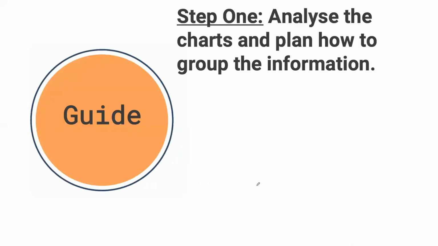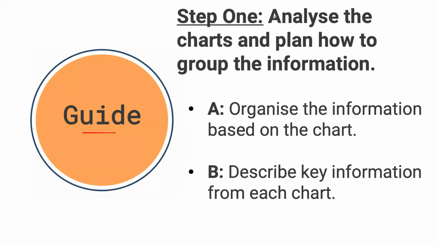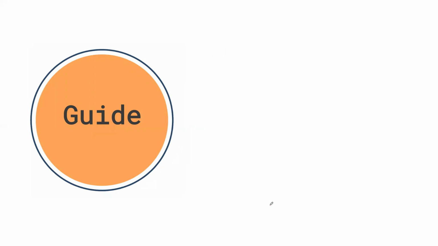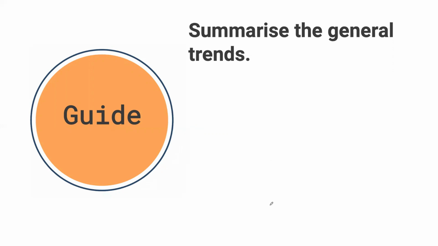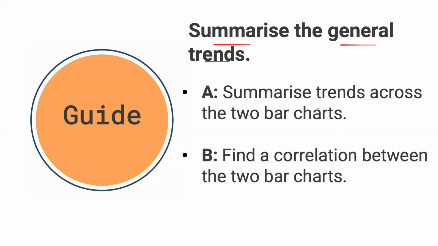Now, looking specifically at our example today, our step one is going to be comprised of two tasks. First, we're going to organize the information based on the chart. So we're looking at the two charts separately in the beginning, and we're going to describe key information from each chart. Then, for our second half of step one, we're going to summarize the general trends that we see in the charts. So we're going to do so across the two bar charts, and the main thing that we must do for this type of bar chart is find a correlation between the two bar charts.